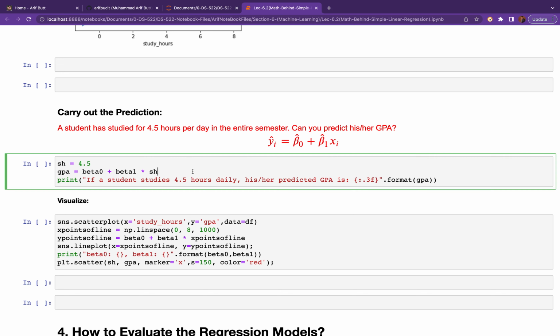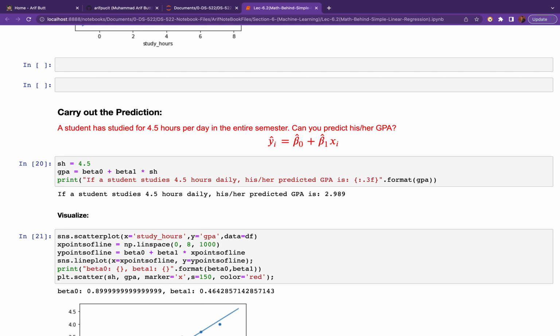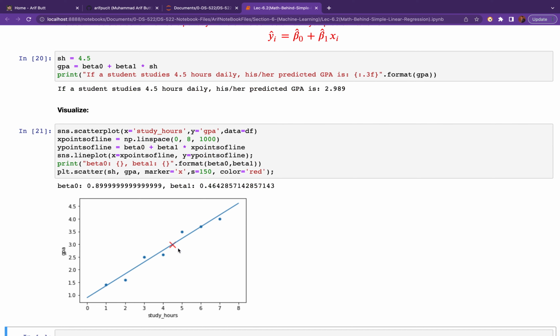Let me execute the code of this cell. And it tells you that the GPA is 2.989. So 4.5 hours, 2.989. Let me visualize this as well. And you see this is the predicted point shown in this red cross. So if a student studies for 4.5 hours daily, his or her predicted GPA is 2.9. Great.